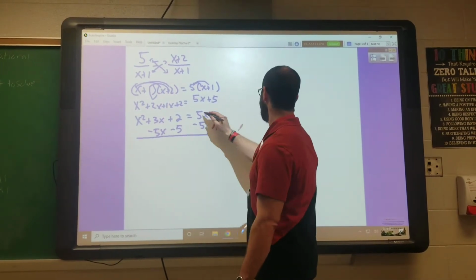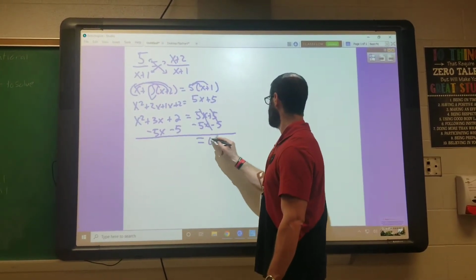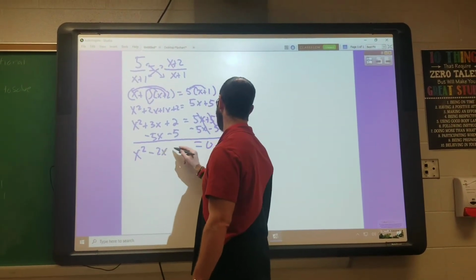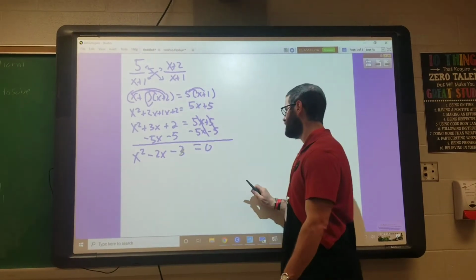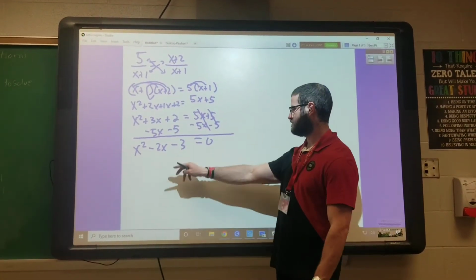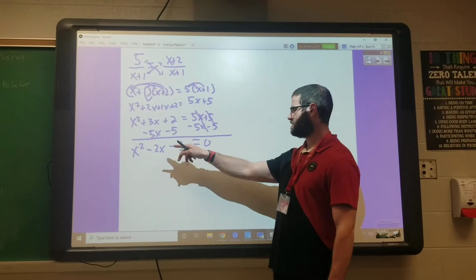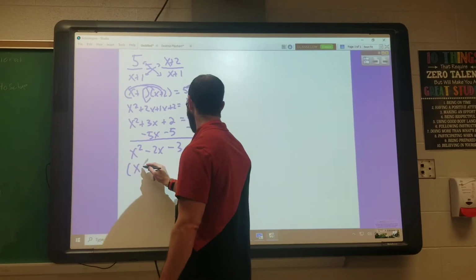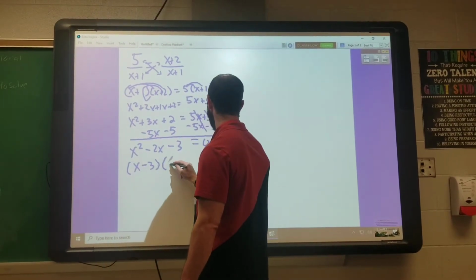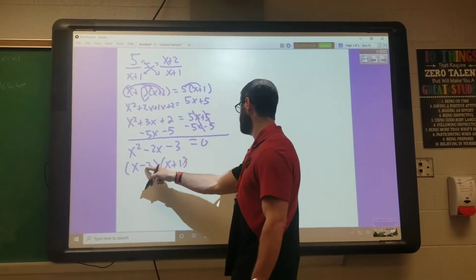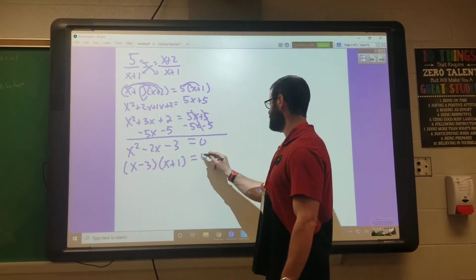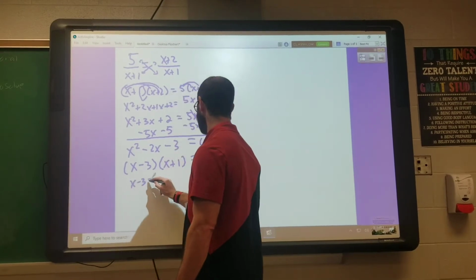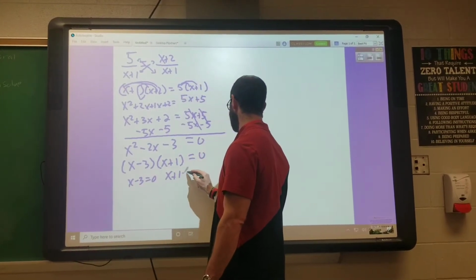So what I'm going to have on the right side is 0. The left side, I'm going to have x squared minus 2x minus 3. And we want to see if we can factor that. So factors that multiply to -3 that add up to -2. That's going to be x minus 3 and x plus 1. Those add up to -2, multiply to -3. So then I'm going to solve. Remember, x minus 3 equals 0, x plus 1 equals 0.